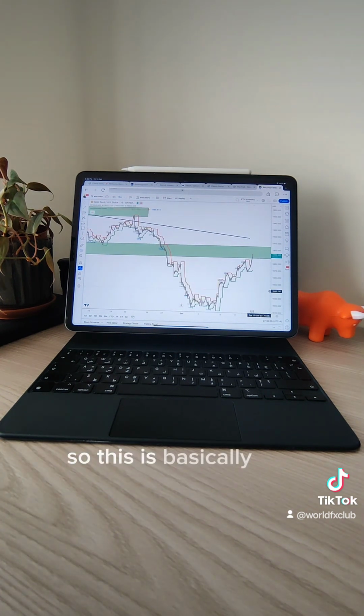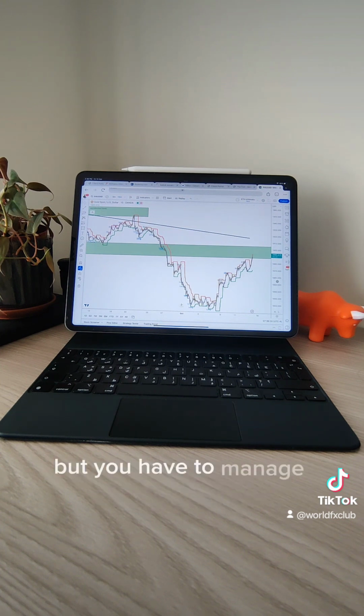So this is basically the easiest way you can trade. Of course, you will use your risk management tools. You will not solely rely on this indicator. The indicator is just a confirmation that helps you take a long or short position, but you have to manage your risk on your own.